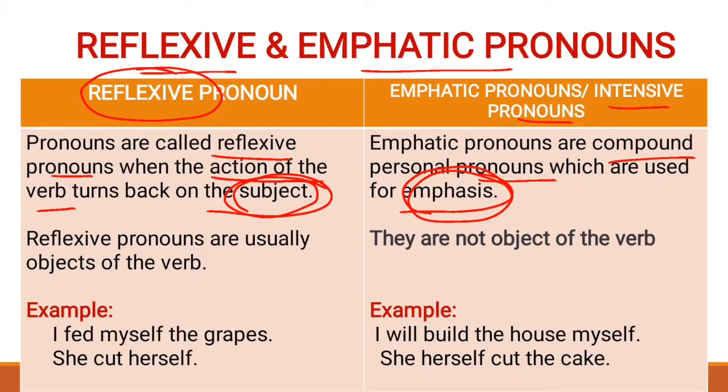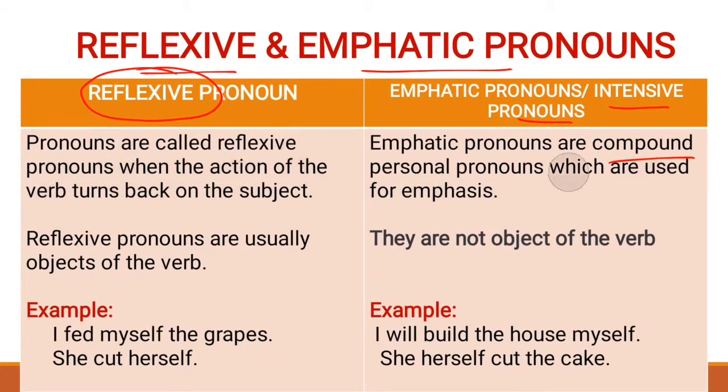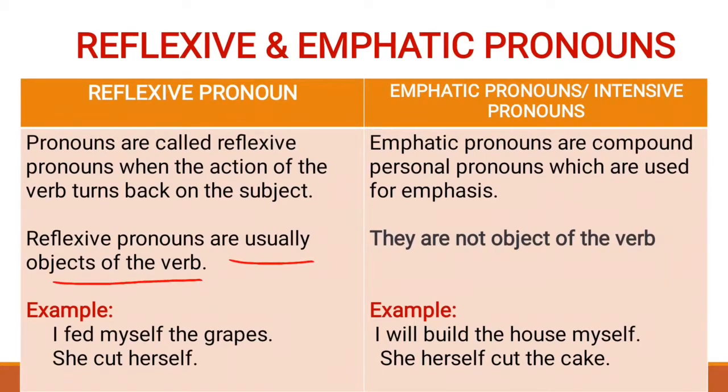There is one more point which we need to understand about reflexive and emphatic pronouns. According to the second rule, we need to remember that reflexive pronouns are usually objects of the verb, whereas emphatic pronouns are not objects of the verb. Let's understand this with the help of examples.